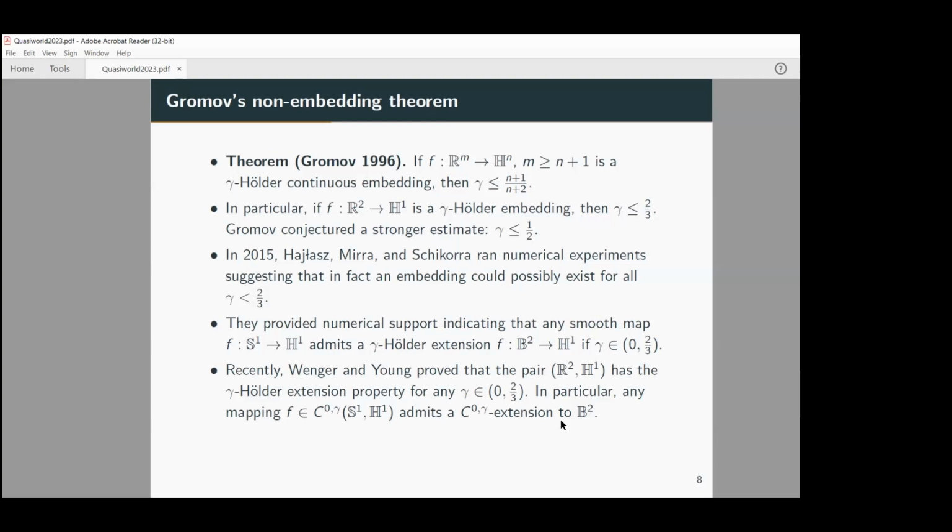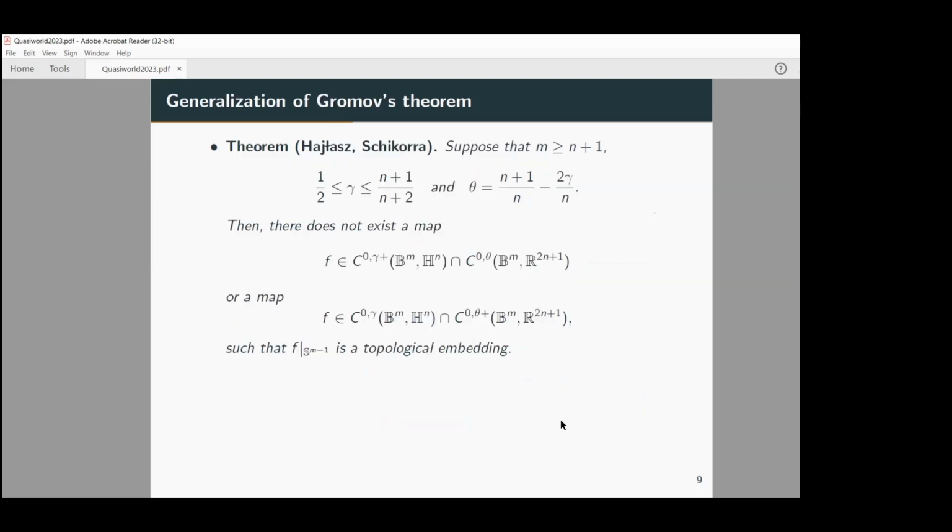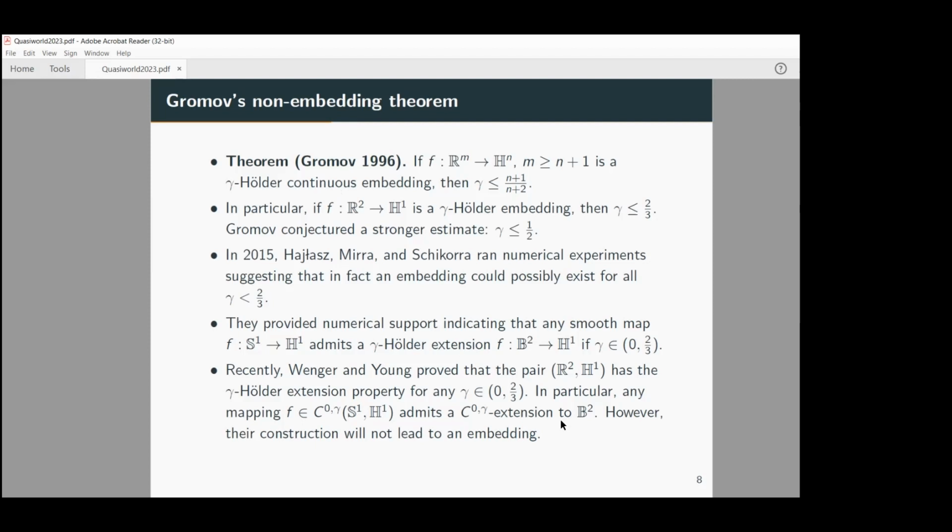But their construction cannot lead to an embedding because this is a so-called Kaufman type construction, where an open and dense set is contracted to a one-dimensional set. So Piotr, this means that this Gromov conjecture is still open then? I mean, for embedding, yes. Mm-hmm. For embedding, yes. But that would be very hard to prove if this is true.